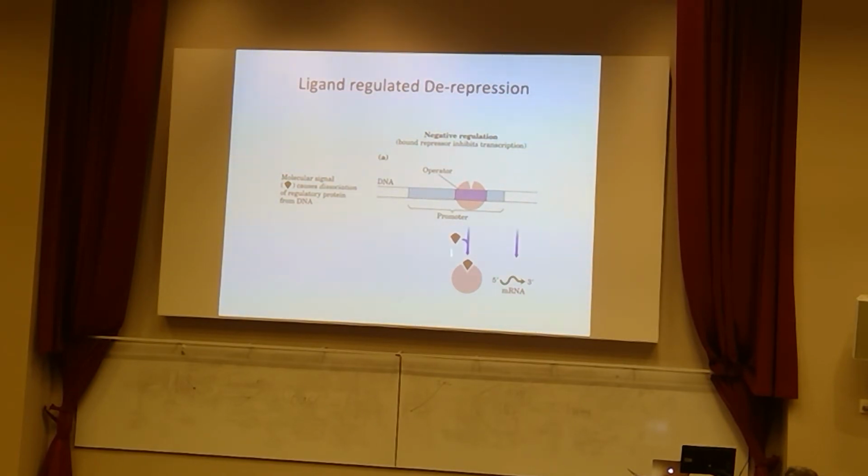But sometimes small effector molecules actually will liberate the repressor off the promoter, and so we call that ligand-regulated de-repression. So the repressor will normally bind to the operator without the presence of the small molecule. That effector binds, and then the repressor is released, and mRNA can be generated.